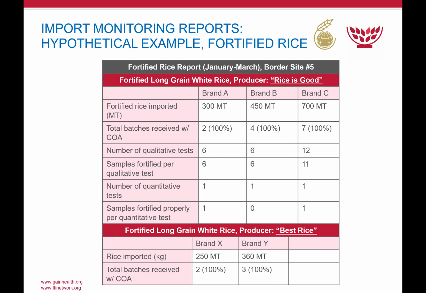This chart reports on fortified rice for the period of January through March from Border Control Site Number 5. The type of rice is fortified long-grain white rice as noted at the top of the chart. The two producers in this example are Rice is Good and Best Rice. Three brands from Rice is Good and two brands from Best Rice were imported during the period. The chart provides details about the amount of fortified rice imported, number of COAs, number of qualitative and quantitative tests, and the test results for each brand.